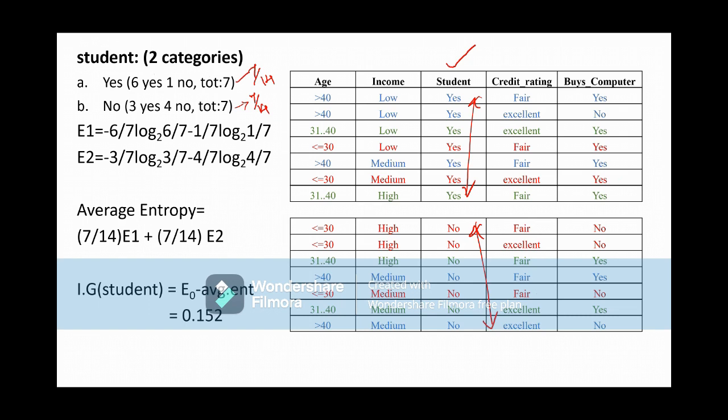For these two categories, we have to calculate the entropies, and the average entropy is calculated by 7 by 14 into E1 plus 7 by 14 into E2, and the information gain for student can be calculated from the overall entropy minus average entropy, which is 0.152.